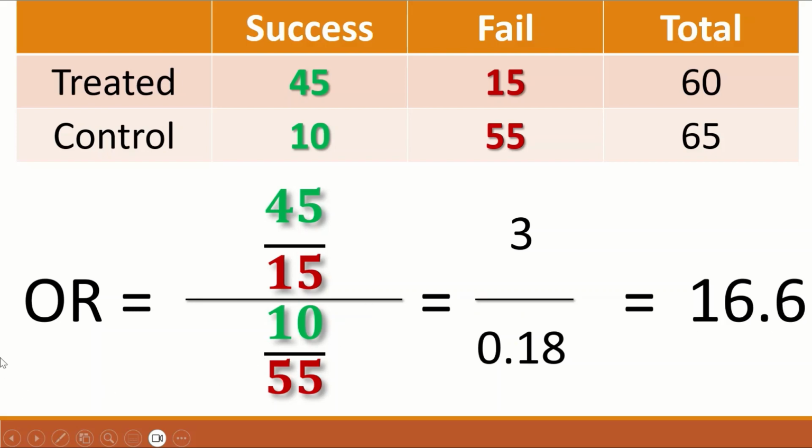So the odds ratio for this treatment is equal to 16.6. So what does this value indicate? This value indicates that there are 16 times higher odds of individuals who are treated with the drug to recover from the condition compared to a control group.